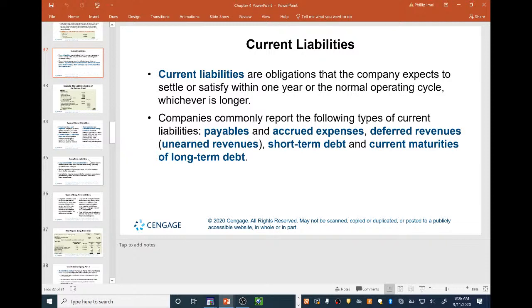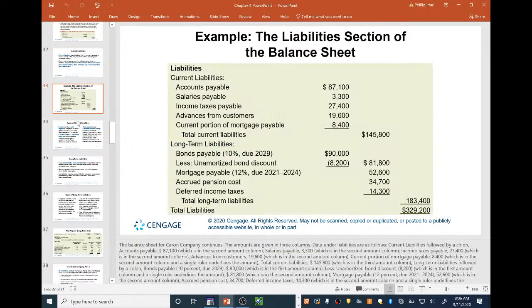Short-term debt, we know what that is. And then the current maturities of long-term debt, that's that portion of long-term debt that's due within a year, right? So we have to reclassify that as short-term at the balance sheet date. So in the liability section of the balance sheet, we have current liabilities. We listed there the accounts payable, salaries payable, income taxes payable, advances, and so forth, and then we sum them up for total current liabilities.